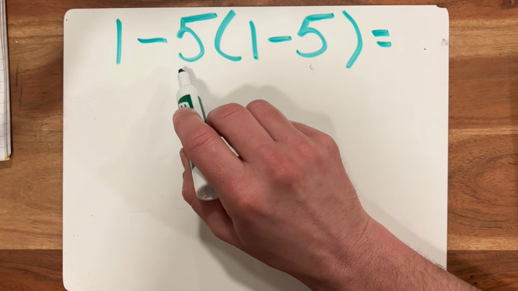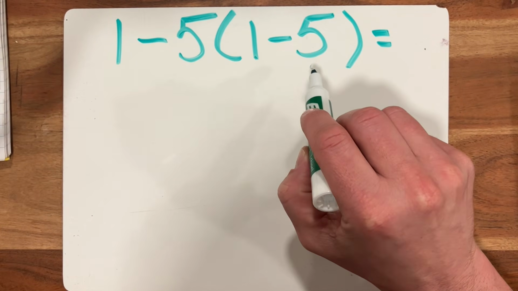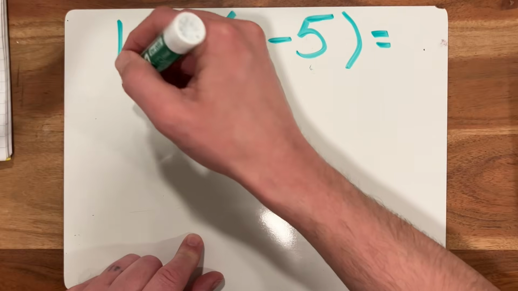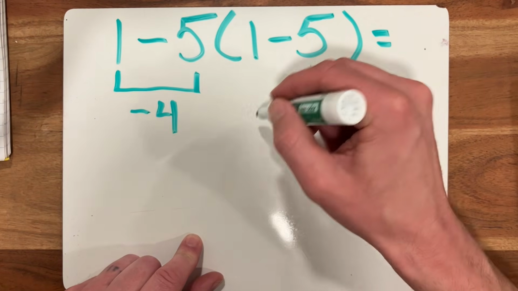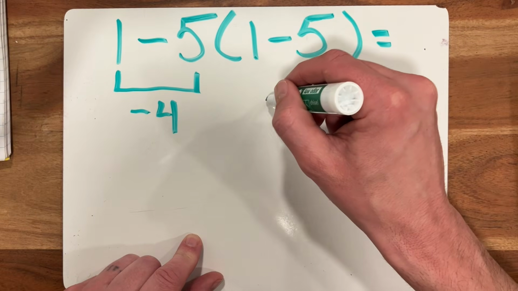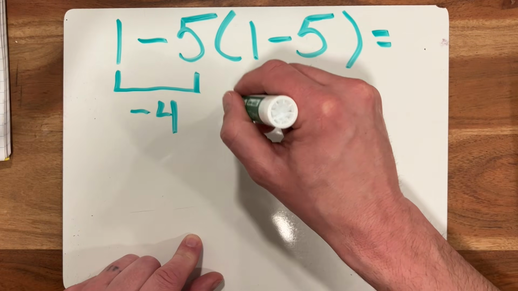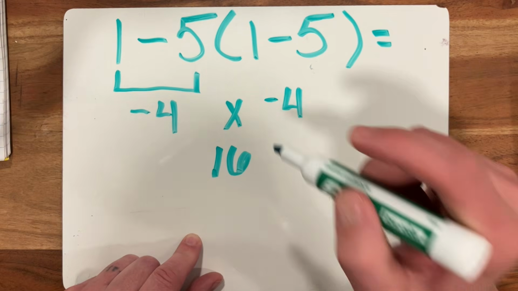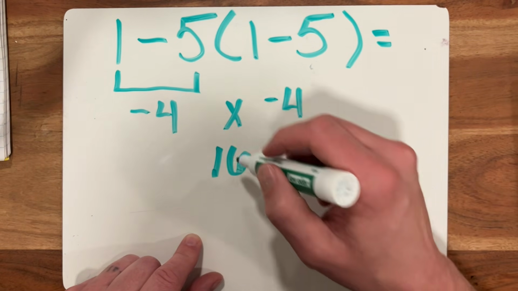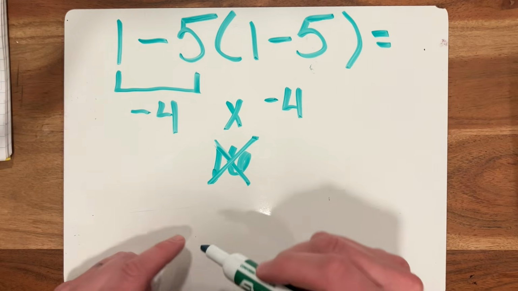1 minus 5 times 1 minus 5. You might see this and say 1 minus 5 is negative 4. 1 minus 5 is negative 4. We multiply that together and we get a positive 16. But that would be incorrect. Let's try that again.